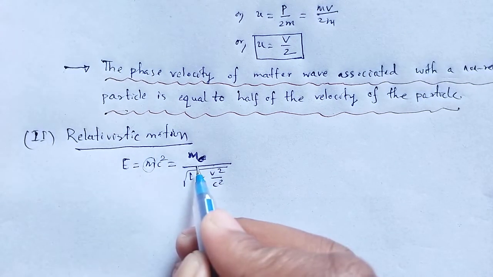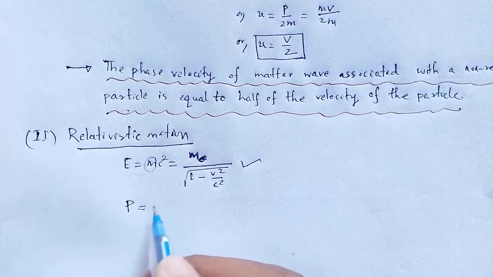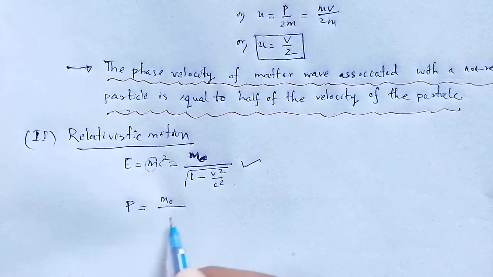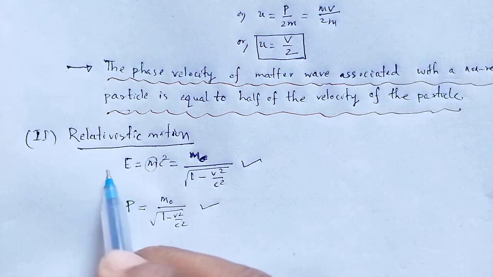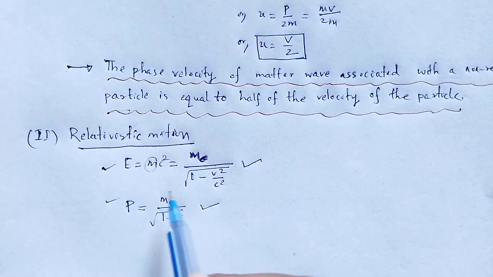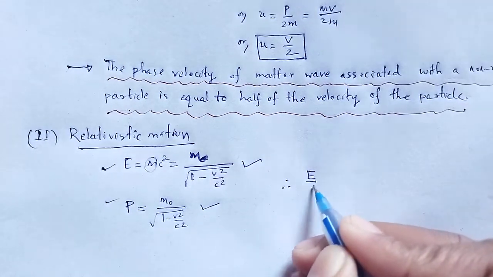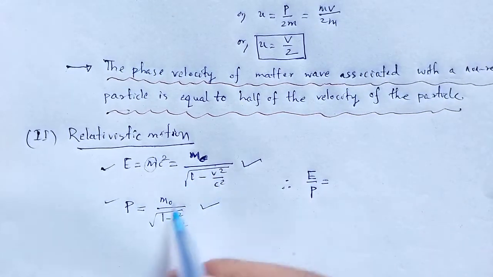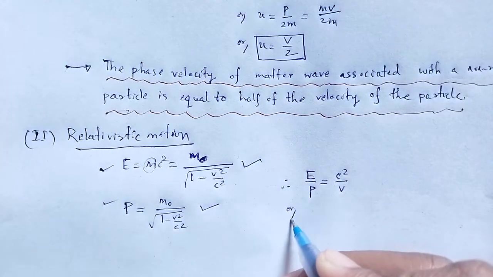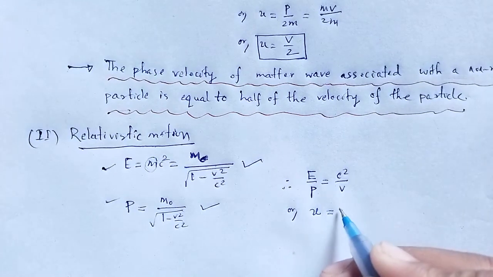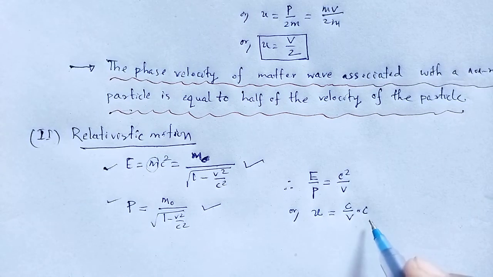This is the expression for E. Then p, mass into velocity, is m naught v divided by the square root of 1 minus v squared by c squared, that is the expression for p. E and p are like this. Therefore we can write E by p, which is u, equals c squared by v, which can be written as c by v into c.